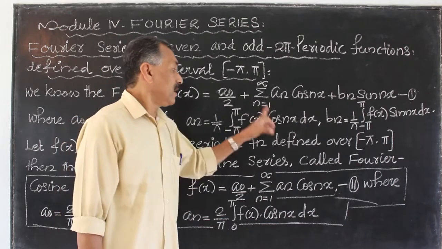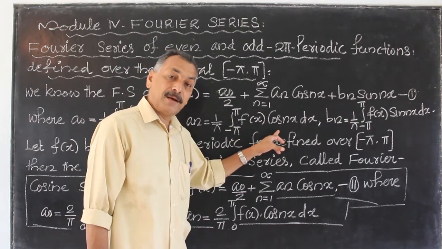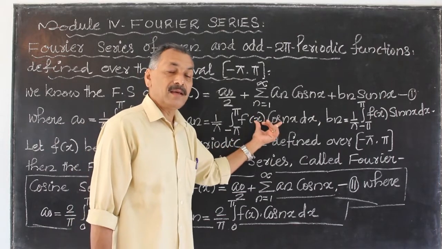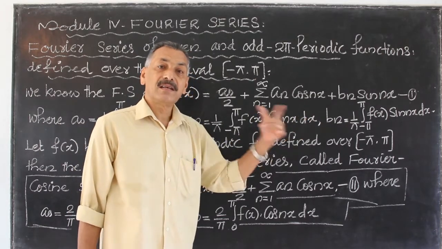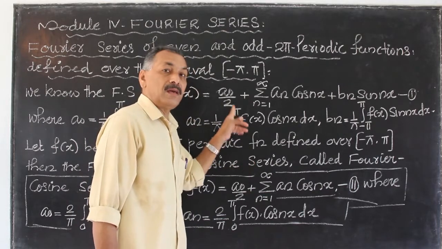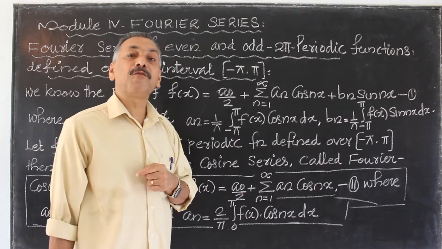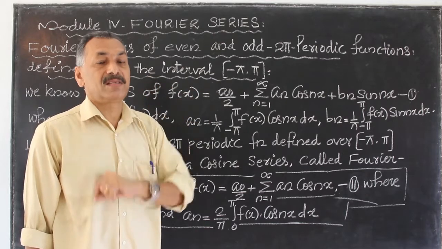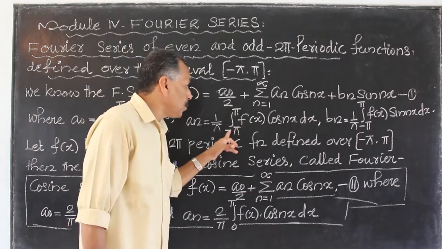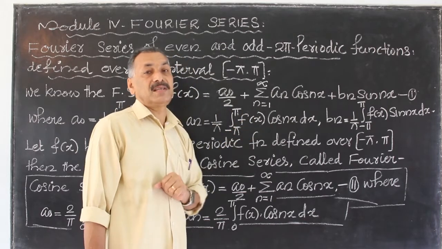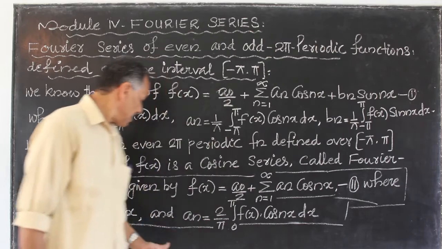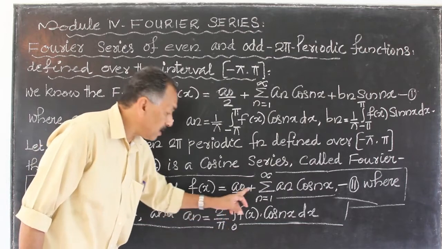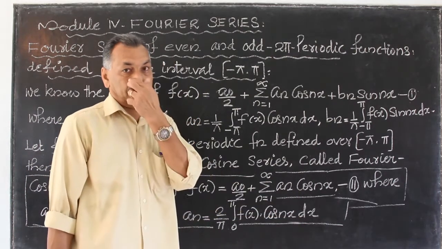Since f of x is even and cos nx is even, the product f of x into cos nx is even. Therefore the integral minus pi to pi of an even function is equal to 2 into the integral 0 to pi. So an is equal to 2 by pi integral 0 to pi f of x into cos nx dx.